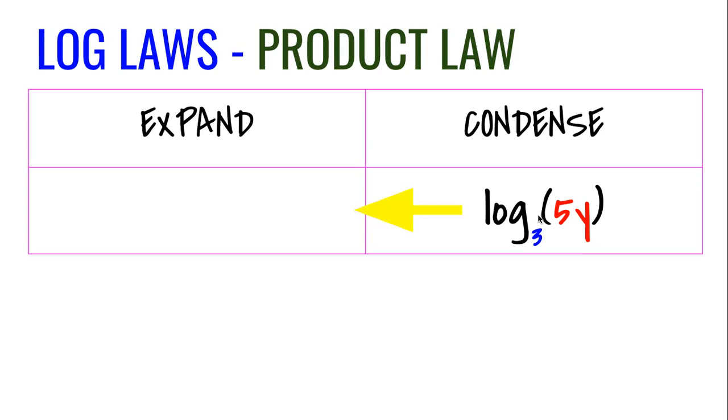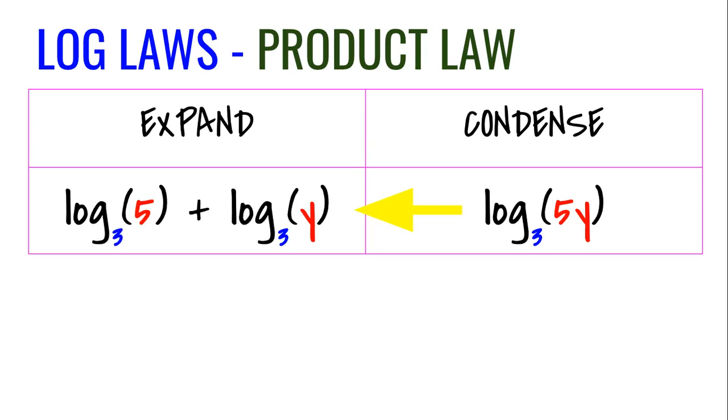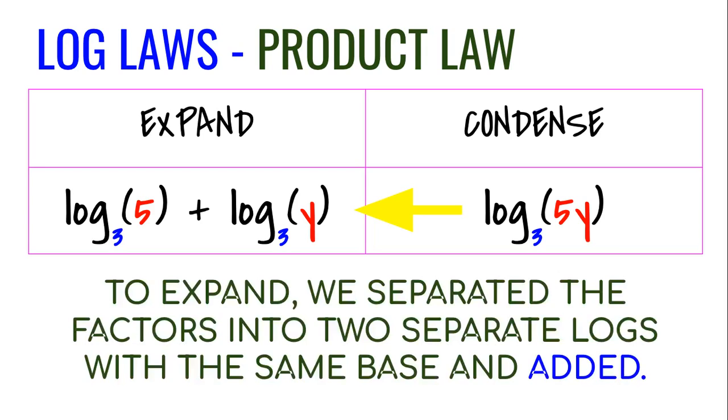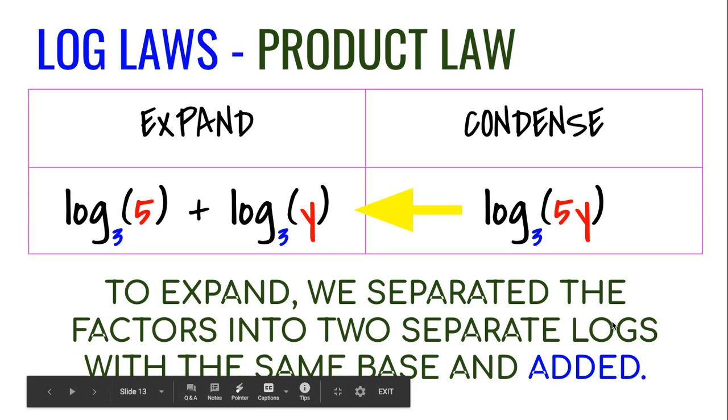Here we have the condensed form of log base 3 of 5y. And we can tell that this is product law that we're going to use because we have 5y. We have multiplication happening. When we expand, this is what it looks like. Take a moment and look for yourself and try to describe for yourself, how does it look like we expanded this logarithm? We separated the factors, 5 and y, into 2 separate logs with the same base and added.